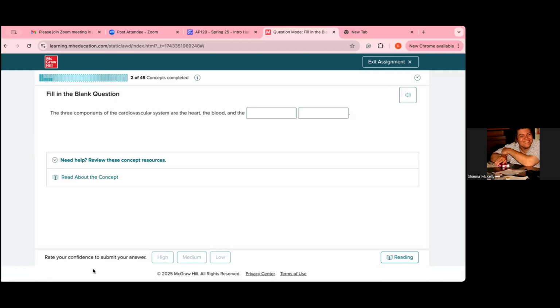The three components of the cardiovascular system are the heart, the blood, and the blank. I believe that's the blood vessels. We can look it up, but I believe that's the blood vessels.